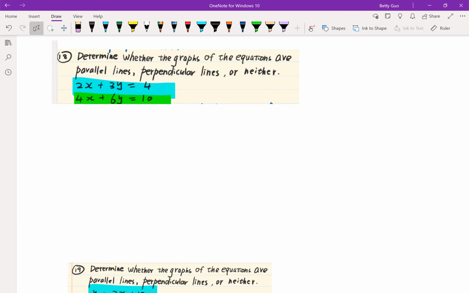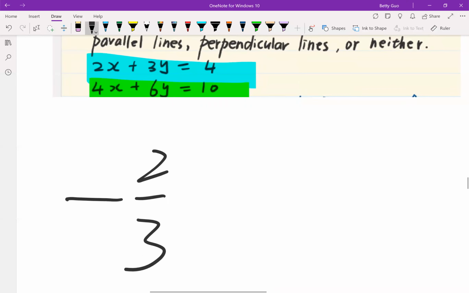Help me find the slope for the blue. Find the A and B. What's the slope of blue, Vanessa? Yeah, work on it on your paper, it will be faster sometimes. What's the slope of the blue? -2/3, right? A is 2, B is 3. Negative A over B is -2/3, right?